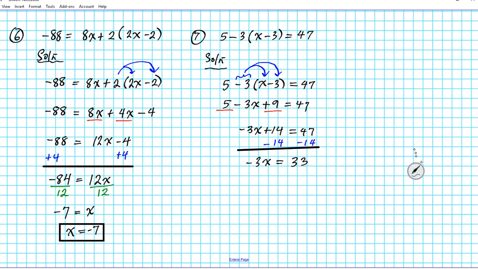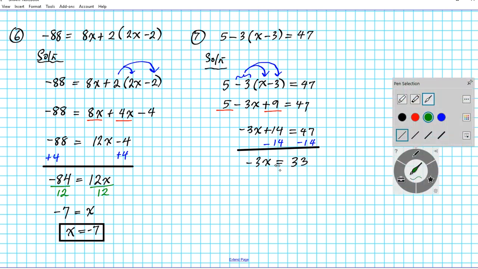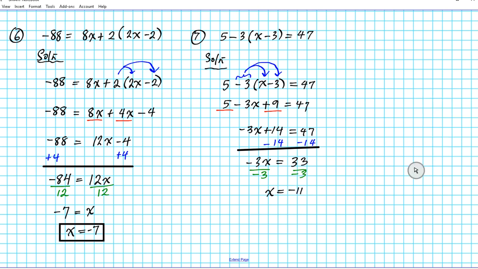And then to finish this off, we're going to divide both sides by negative 3 to isolate x. So divide by negative 3 on both sides, and then we have x is equal to 33 divided by negative 3, which is negative 11. There goes the answer to question number 7.